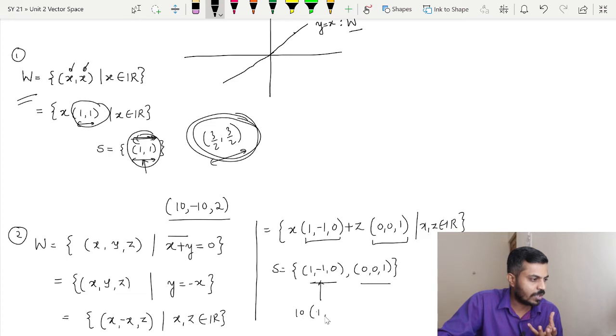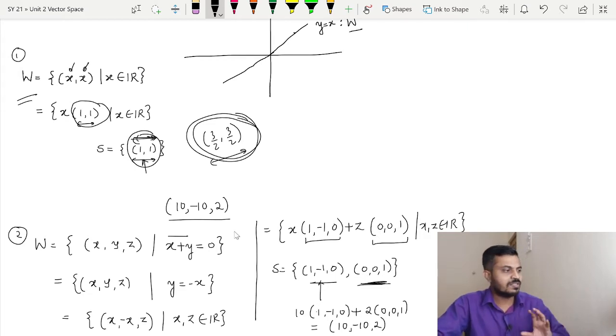So 10, 1, minus 1, 0 as it is, plus, and I will multiply this element by what? 2, right? Because I want the z coordinate to be 2 here. So 2, 0, 0, 1. And if you simplify it, you will get exactly that element, that is 10, minus 10 and 2.